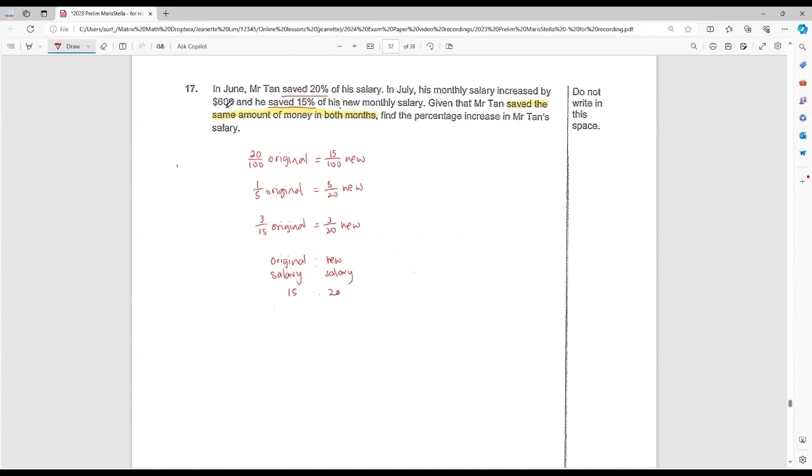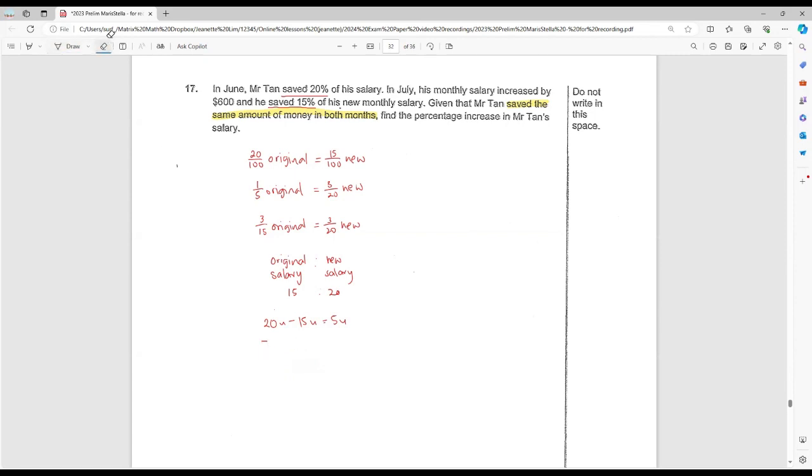600 is the increase in salary. So the salary difference is 5 units. So 5 units is 600. All right, so 1 unit will be 600 divided by 5, which is, oops, sorry, we don't need to find that actually. We just need to find the percentage increase.